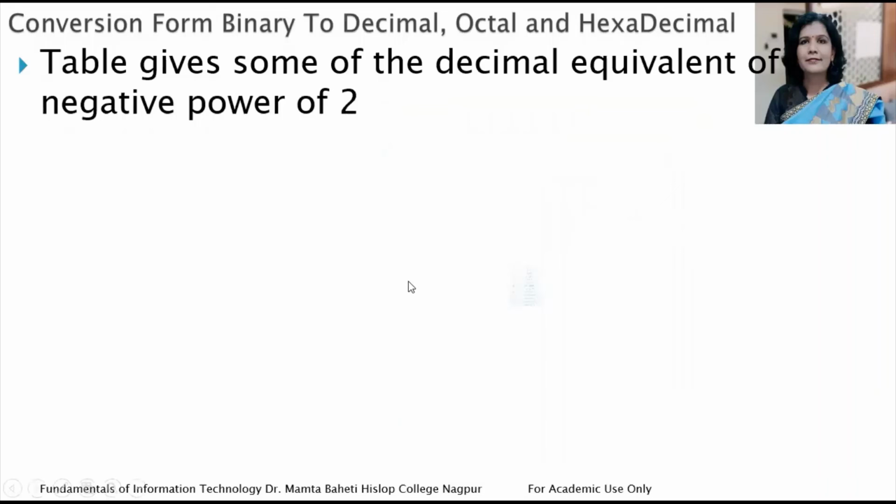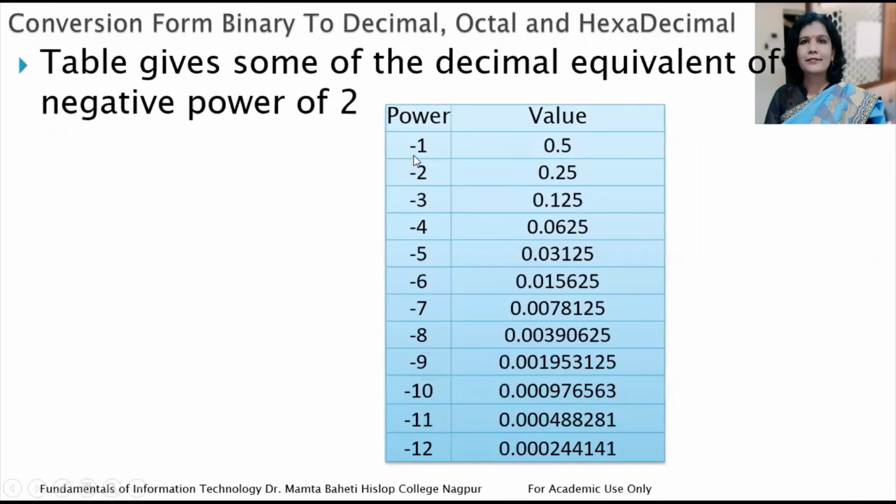If you are having negative power, then put 2 raised to the power like -1. So it is 1/2, 0.5 and so on. Okay.